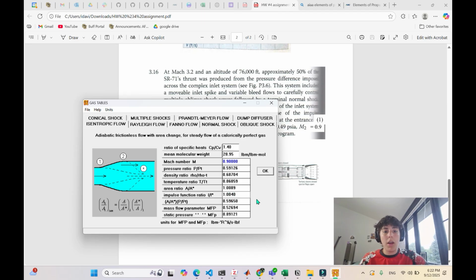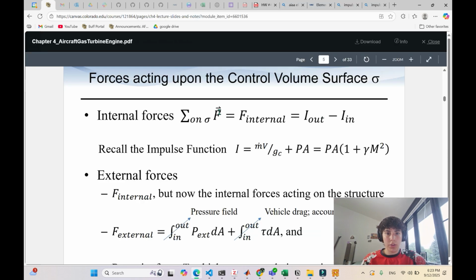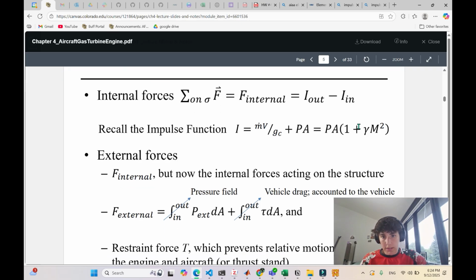Now we know thrust equals I1 minus I2. Well, what is I star? You need to solve for that. Yes, so we know that the thrust on the control volume is I out minus I in. So you can just think about this as I inlet minus I exit. So I star equals P star A star times 1 plus gamma times Mach number. And Mach is going to be 1 because star is associated with the sonic condition. You know gamma, it's 1.4. Now you just need to find P star and A star.